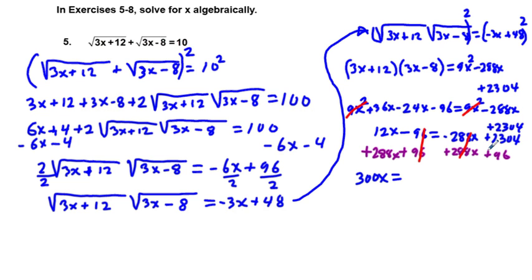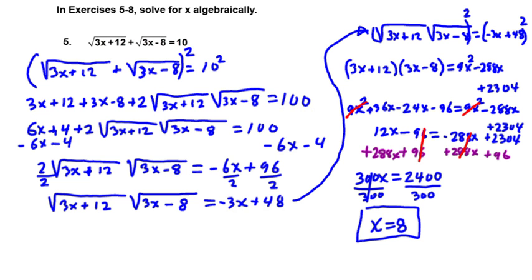is equal to 2304 plus 96, which is going to be 2400. And next, if we divide by 300, we have x is equal to 8, which is our correct answer.